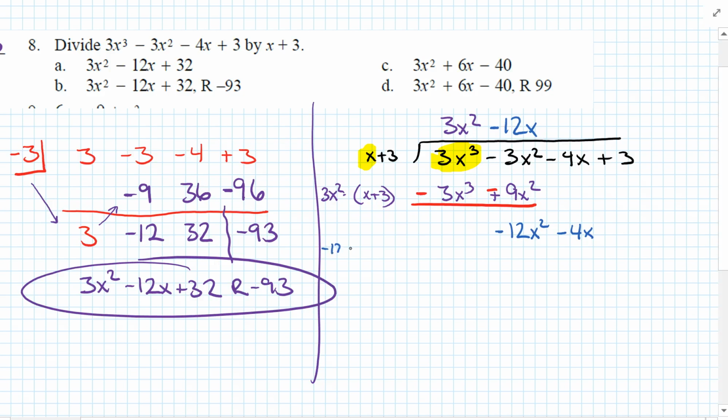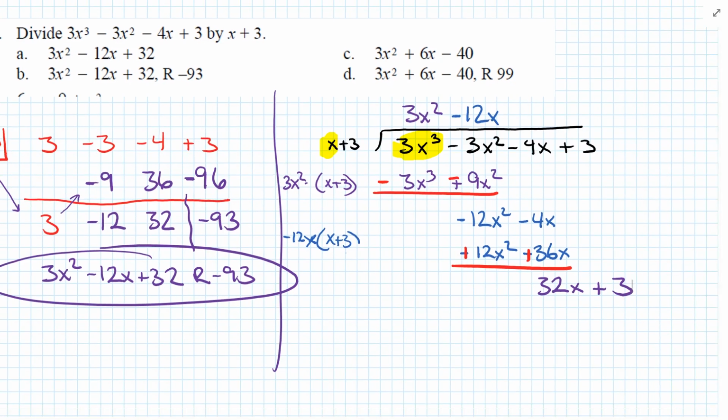So I'm going to need to multiply negative 12x by x plus 3. Negative 12x times x is negative 12x squared. Negative 12x times 3 is negative 36x. We're going to have to change the signs. We're subtracting them again, so that becomes a plus and a plus. That's a 0. This becomes positive 32x. And we're going to drop the last term, plus 3.